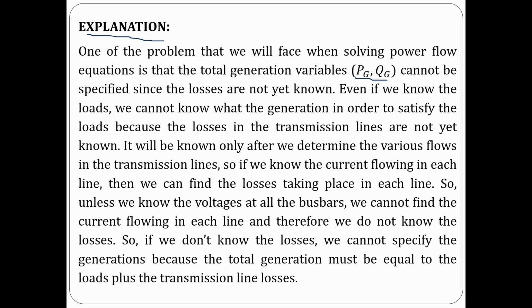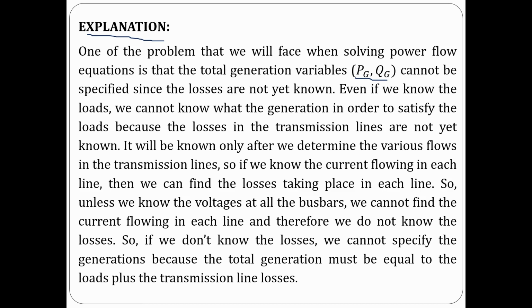So if we know the current flowing in each line, then we can find the losses taking place in each line. Unless we know the voltages at all the bus bars, we cannot find the current flowing in each line, and therefore we do not know the losses. So if we don't know the losses, we cannot specify the generations because the total generation must be equal to the loads plus the transmission line losses.